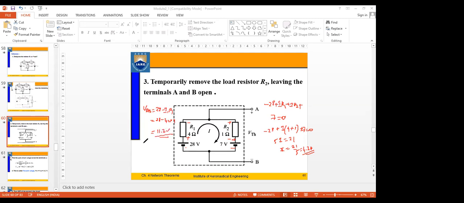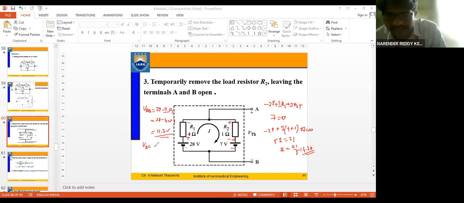So what's the other value we have to get for VAB? What's the other condition you can write? So this is one way, you can also get it through the other one. That's what I said, right? Since it is a parallel circuit, the voltage across A and B should remain the same. So whatever value I got, 11.2 across this branch, it should be the same here, isn't it?